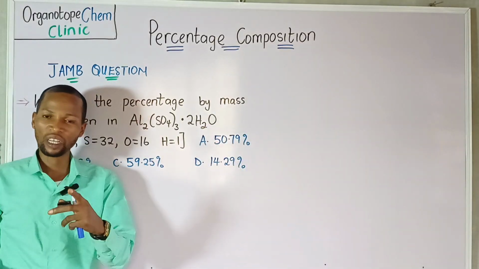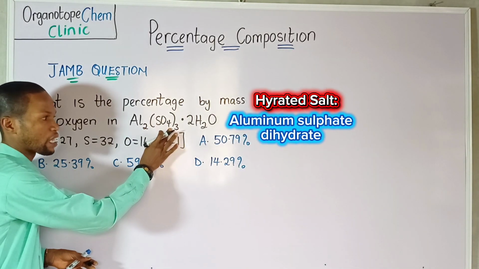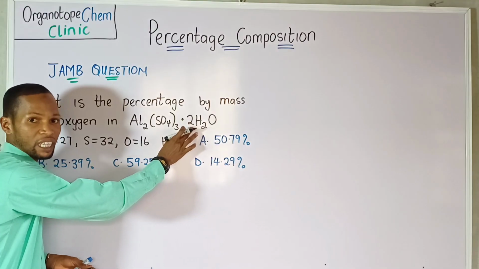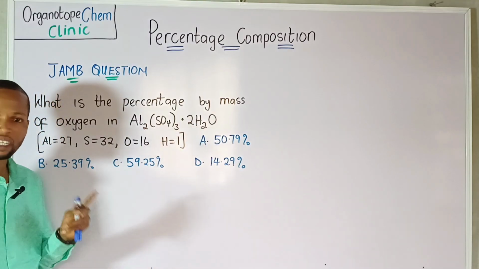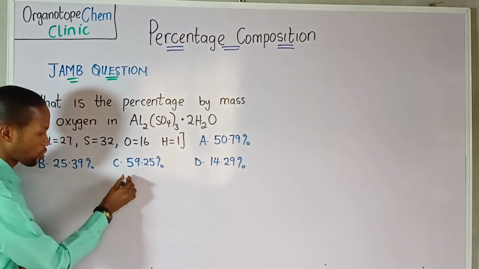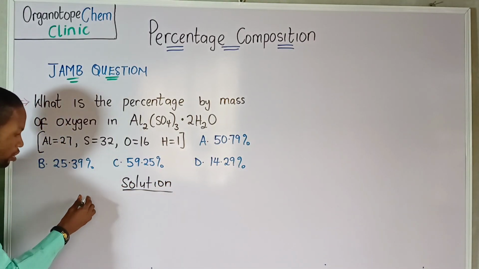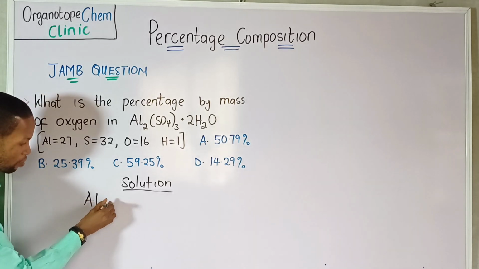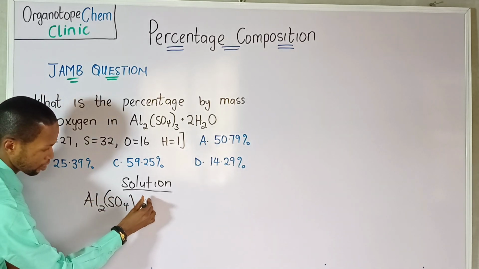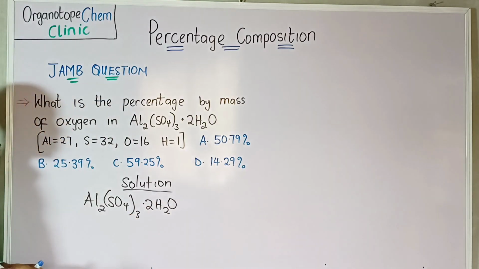Now, can we solve the question step by step? We have the hydrated salt, aluminium tetraoxosulfate 6 dihydrate. The water of crystallization in this compound is 2. So that is the reason why we have it as dihydrate. So we have aluminium sulfate dihydrate. So we have 2 water of crystallization here.